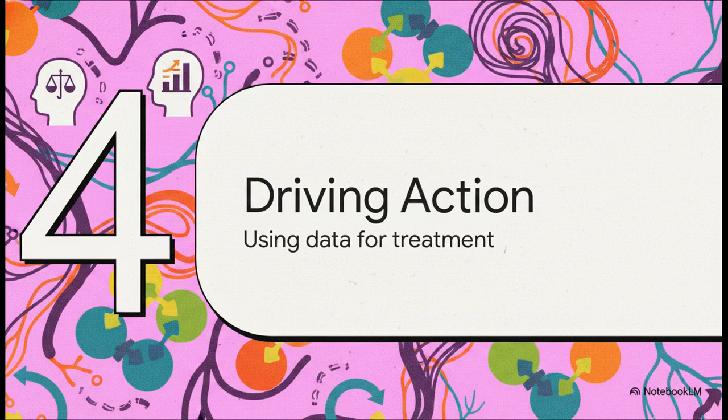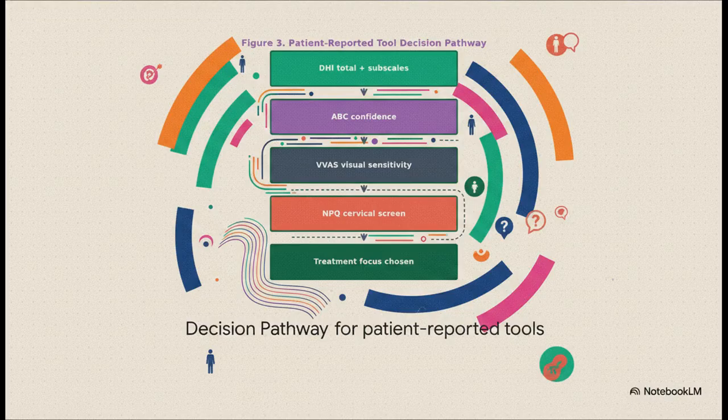Moving on to Section 4, driving action through patterns, and how we actually use this data for treatment. There's a clear, sequential logic to the decision pathway here. You don't just blindly throw a stack of questionnaires at a patient and hope for the best. You transition from the broad impact of the DHI to the very specific confidence metrics of the ABC. Then, using those results and the patient's history, you screen with the VAS and the NPQ. By filtering their experience through these specific domains, you land on a highly focused, tailor-made treatment intervention. It's like putting together a giant puzzle.